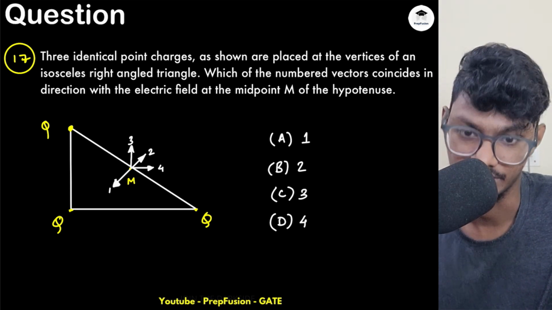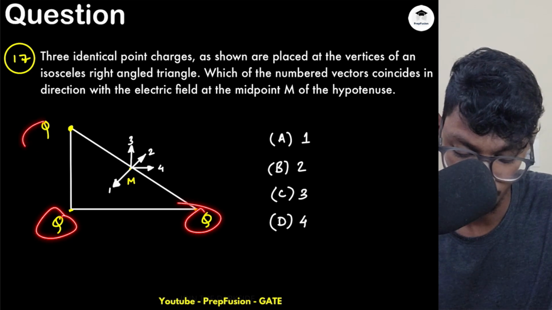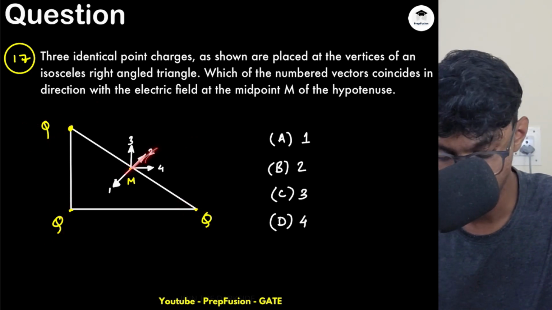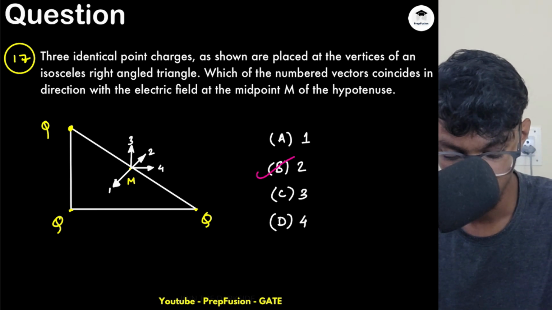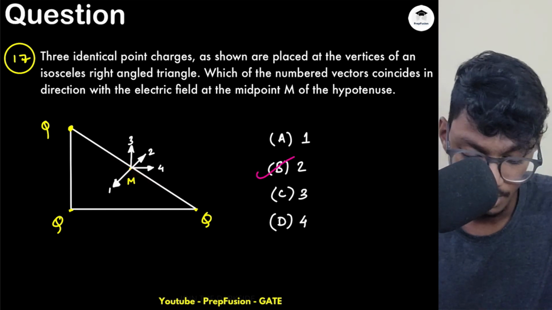What is the direction of electric field? It depends on the sign. If all of these are positively charged, it will always be radially outward. So the direction of the sign will be 2. Okay, so 2 will be correct for electric field because these two components will simply cancel, right?